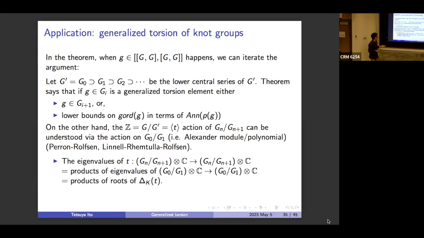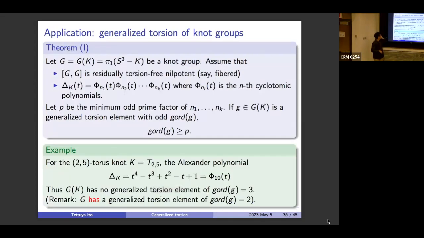This is observed by Perron and Rolfsen. Anyway, the homological action is essentially determined by the product of roots of the Alexander polynomial. Using this observation, I eventually get the following obstruction on the generalized torsion order. Suppose the knot group has generalized torsion and the Alexander polynomial is a product of cyclotomic polynomials. Then, this involves some arithmetic, but anyway, we get a lower bound of the generalized torsion order.